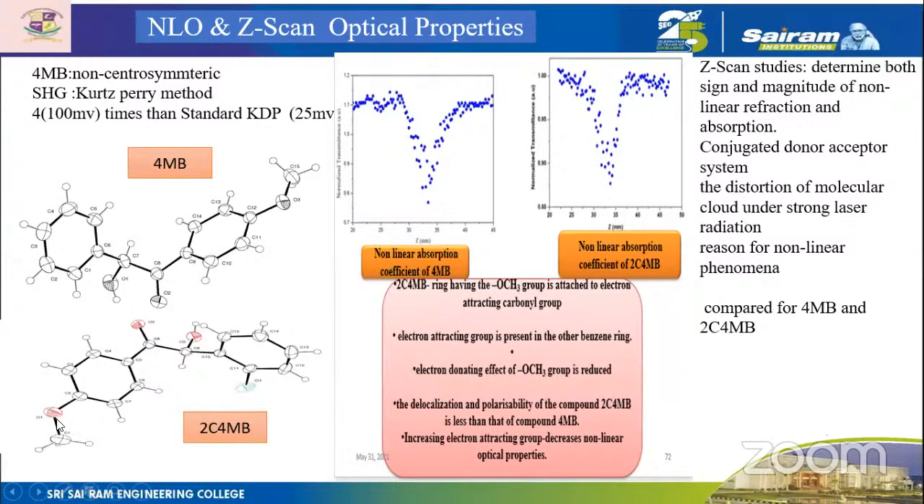Whereas when I introduce one chloro group in this opposite direction, see, this is the methoxy group and this is the chloro group. Can you see this one? So when I introduce one chloro group, the property completely changed. Now this crystal is centrosymmetric, whereas this crystal is non-centrosymmetric. That is why the crystal nature differs and the properties also differ, very much differ.